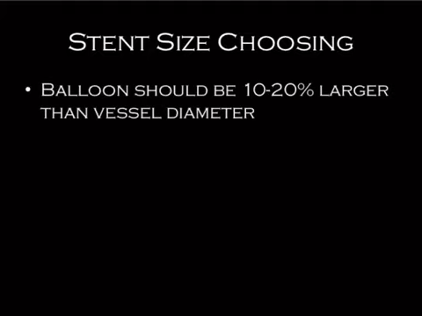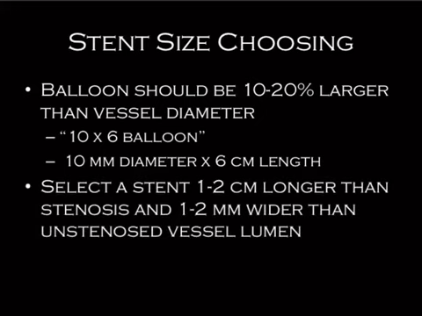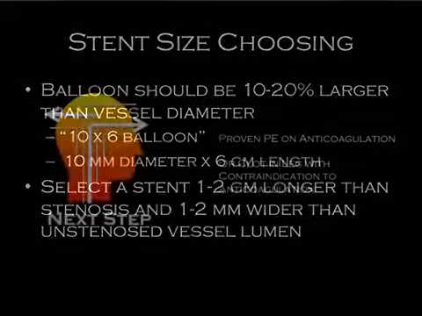So, just mentioning this stuff again, you want your balloon diameter a little bit larger than the vessel diameter. Some terminology, a 10 by 6 balloon is 10 millimeters by 6 centimeters in length. Millimeters, obviously you're not going to have a 6 centimeter diameter stent, right? That's crazy. The selection size is a little bit longer than the stenosis. You want to cover the entire thing, and a little bit wider than the unstenosed vessel lumen.